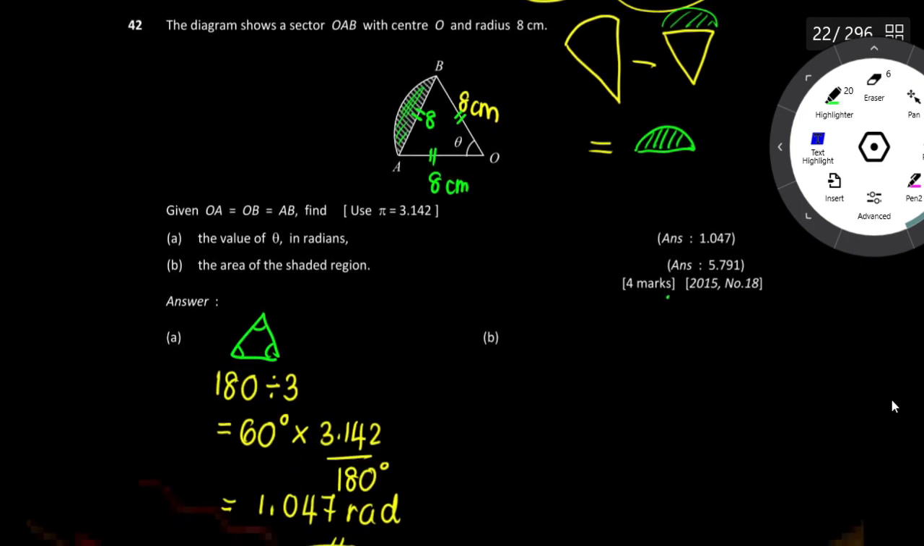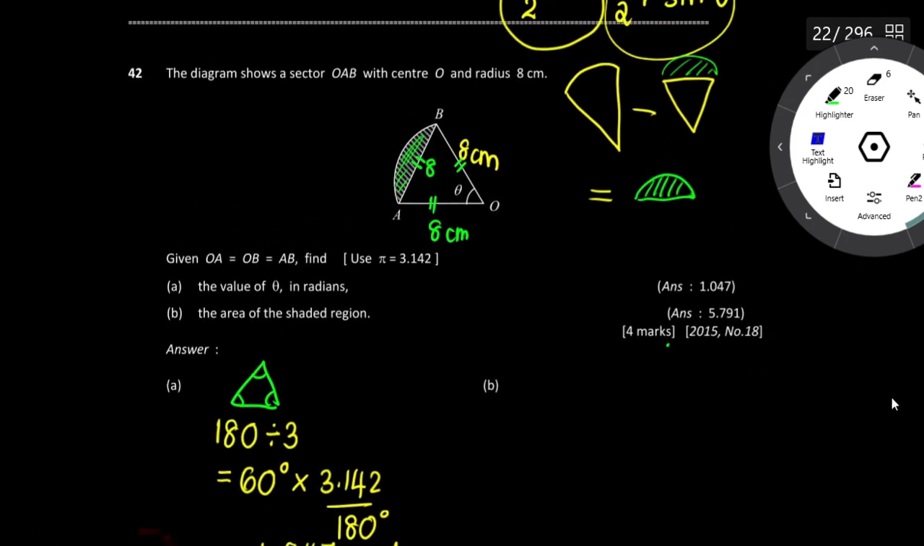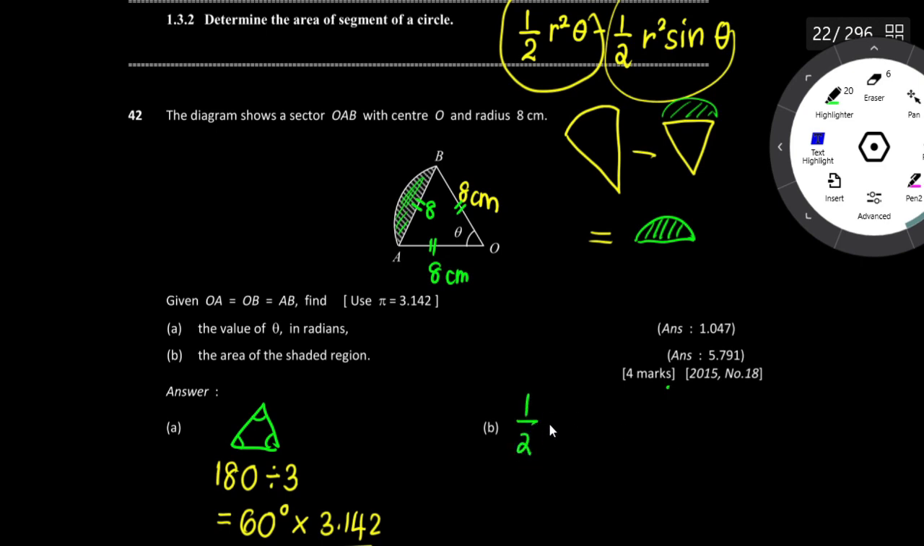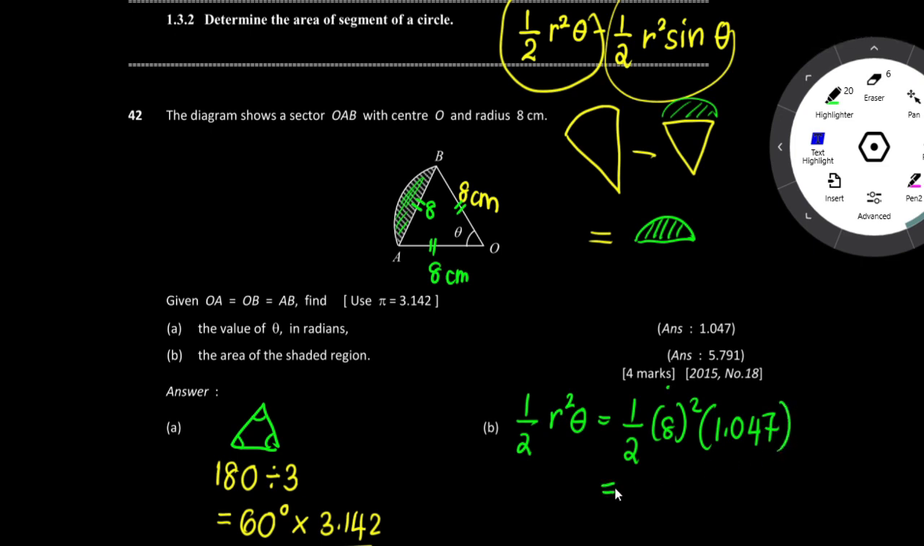So now to find the area of the shaded region, first find the whole sector. 1 over 2 r squared theta. So 1 over 2 times 8 squared times theta. Please use the 1.047 in radian. So 1 over 2 times 8 squared times 1.047. We get 33.504 centimeter square.